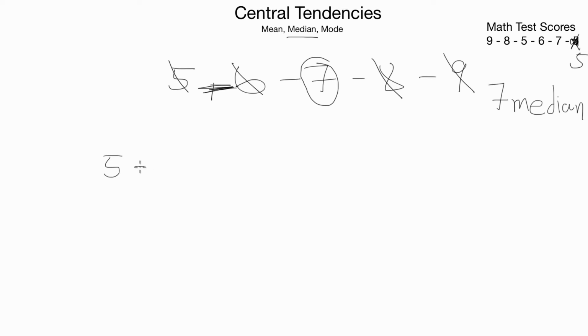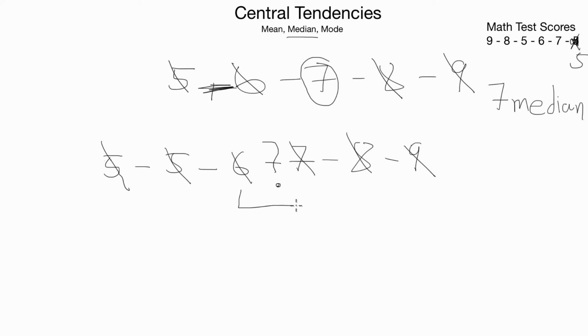Now if we numerically sort this set of scores, we'll have 5, 5, 6, 7, 8, and 9. If we use the same method as previously, we will have no score in the middle. So how do you calculate the median when you have an even number of scores? Well, you have to find the mean of the 2 values in the middle.